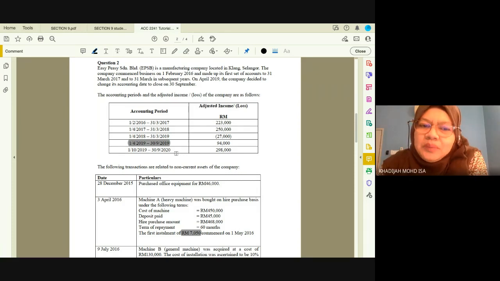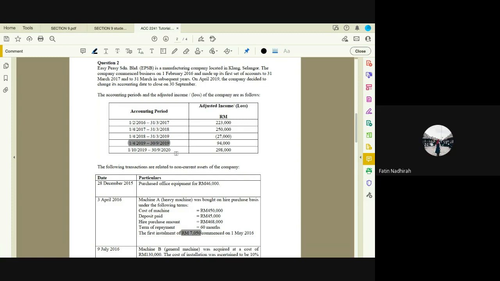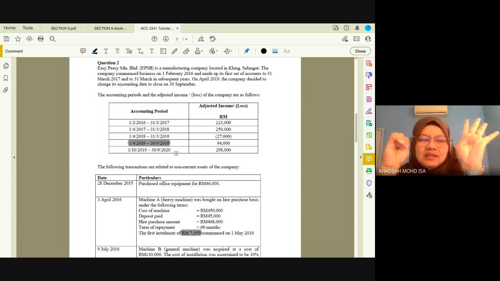The new accounting period, 1st April 2019 to 30th September 2019. How long is the period? How many months? 6 months. April, May, June, July, August, September. 6 months. So 6 is less or more than 12? Less. Less than 12. So when less than 12, then you have to check: is the period closed in the same year as before, or is it in the following year?